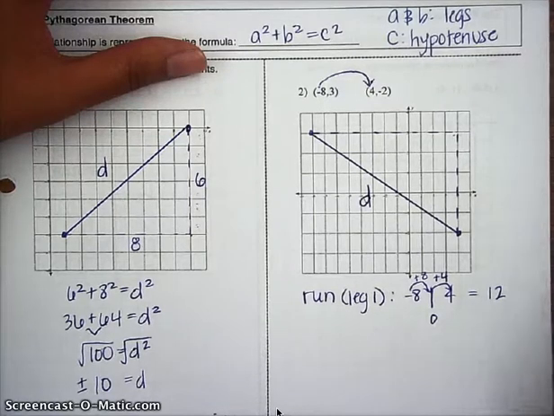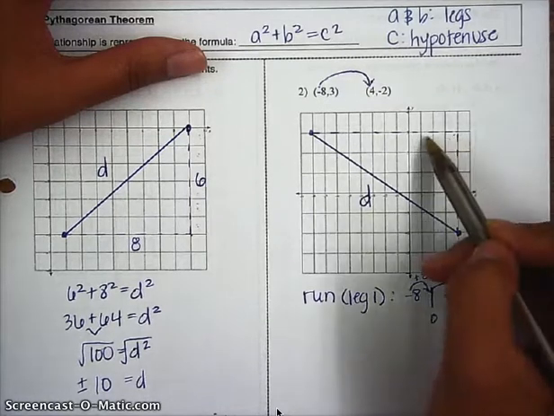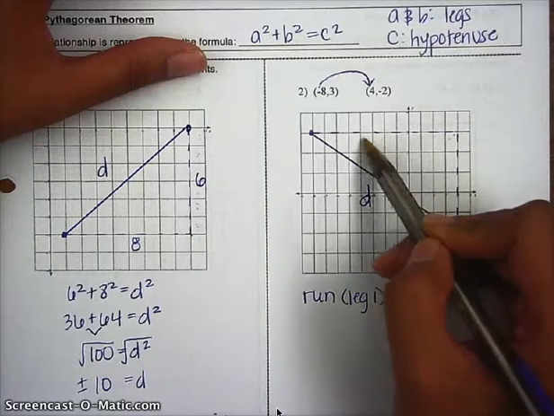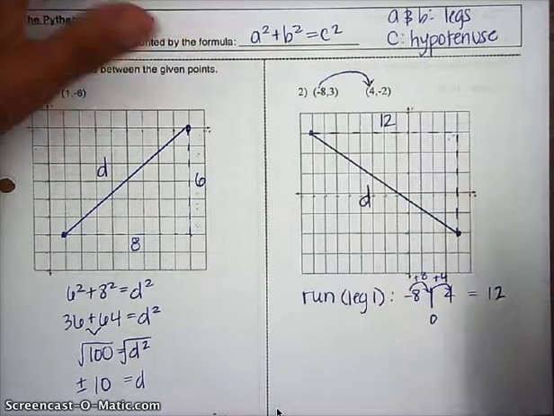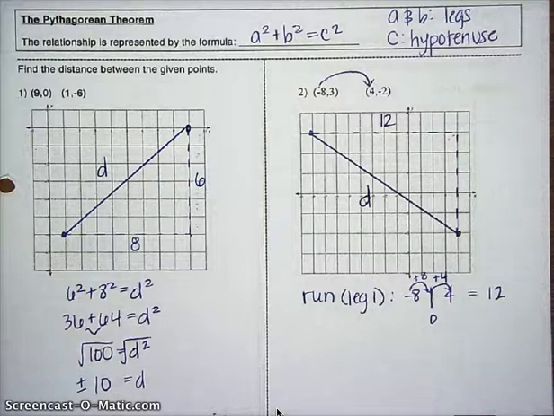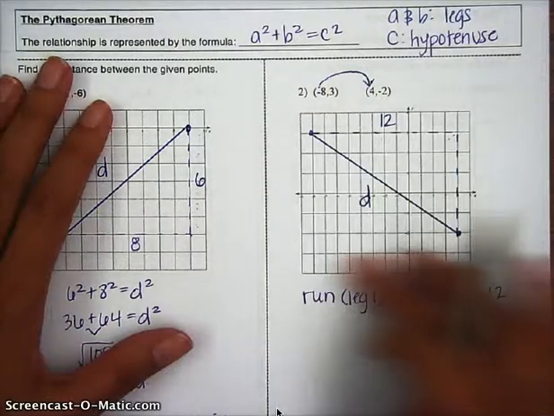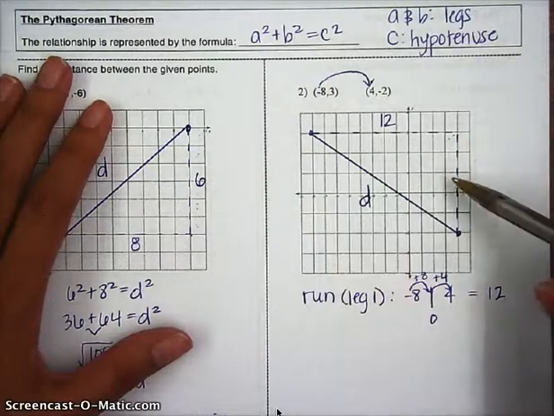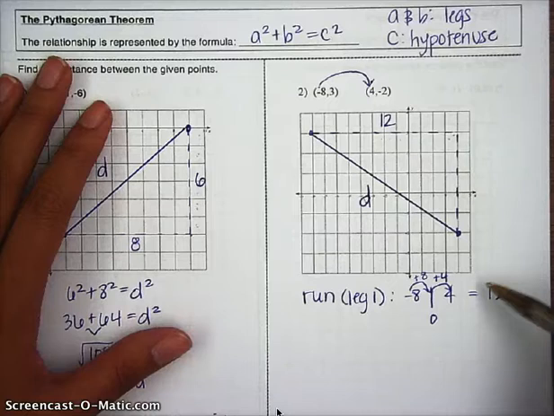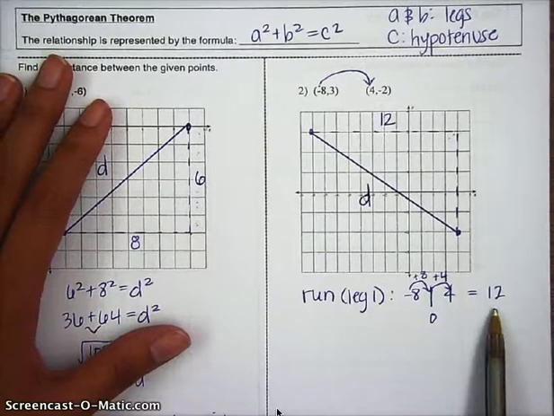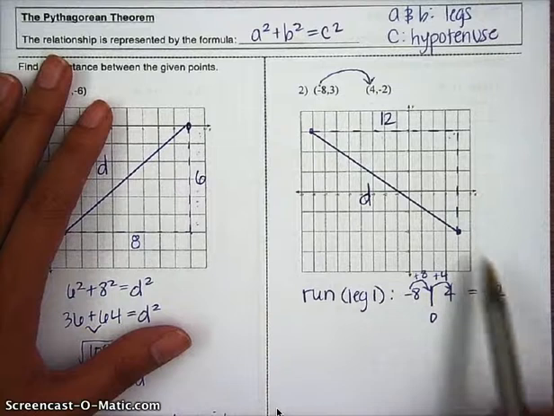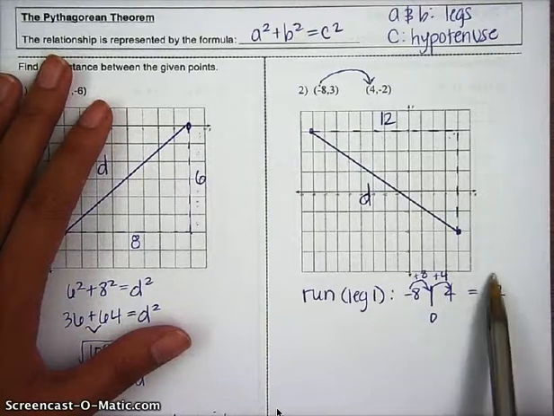Now let me just check to see if I'm right. 1, 2, 3, 4, 5, 6, 7, 8, 9, 10, 11, 12. I am correct. So why am I doing this when I can count the squares here? Well, tomorrow's lesson, you're not going to be given a coordinate plane, so you won't be able to graph it and visualize it. So here, this will allow you to understand that this, basically the leg of a triangle, could also be considered the run.